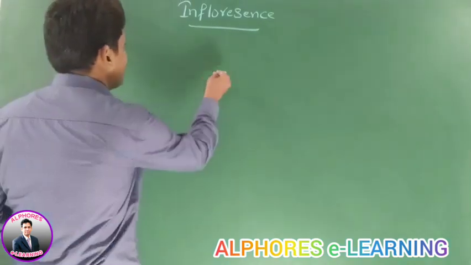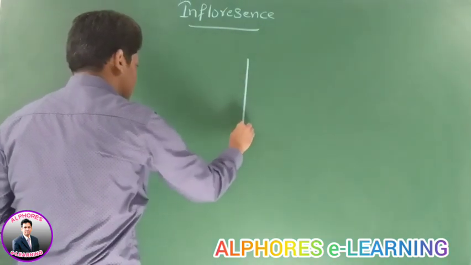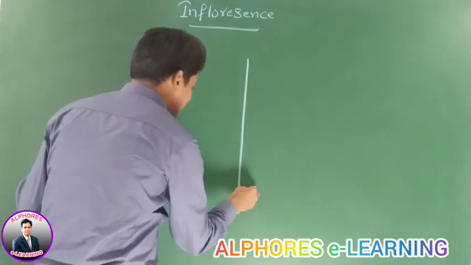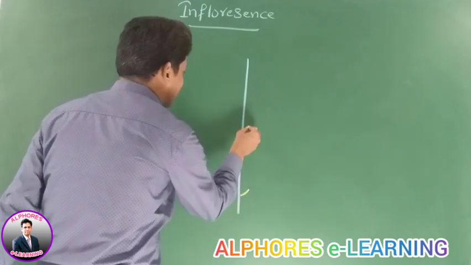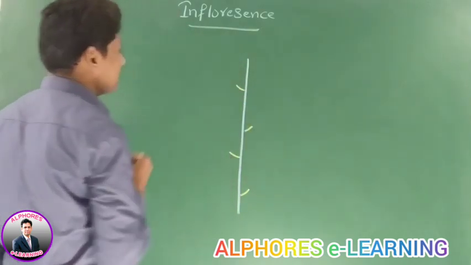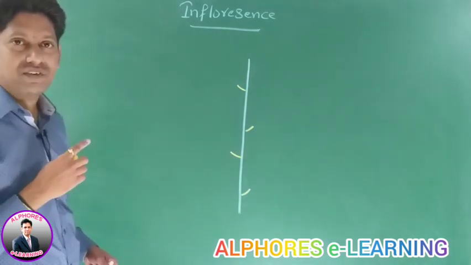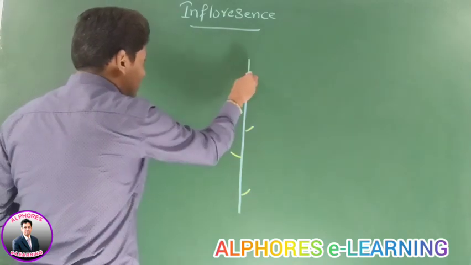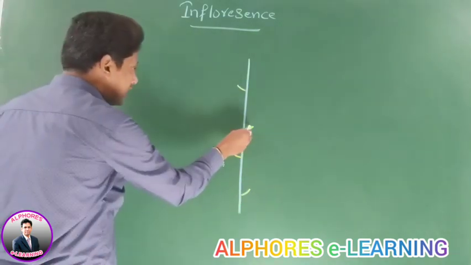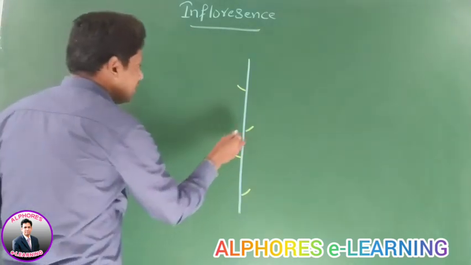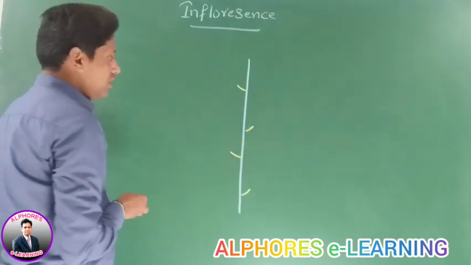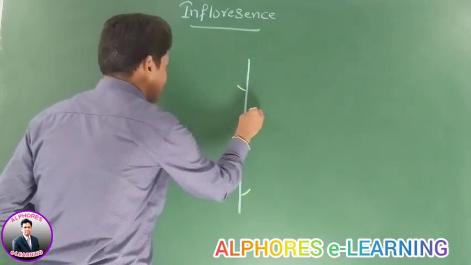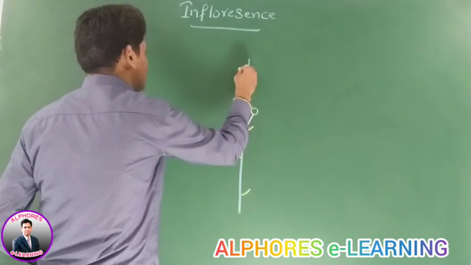Now see here, this is an axis. On this axis, small leaf-like structures are present. See here, this is the axis, and these are small leaf-like structures. This is the axil. From the axil of these small leaf-like structures, what are developed?